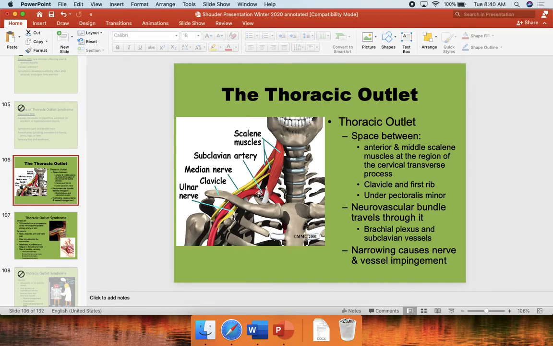And you can see the subclavian artery is going to travel between those anterior and middle scalenes along with the brachial plexus. And what happens is sometimes you can imagine instances where this space, this triangular space right here, will narrow, causing constriction on the subclavian artery and or the brachial plexus. That is the idea that is going to lead to thoracic outlet syndrome. So a narrowing of this space causes nerve and vessel impingement.